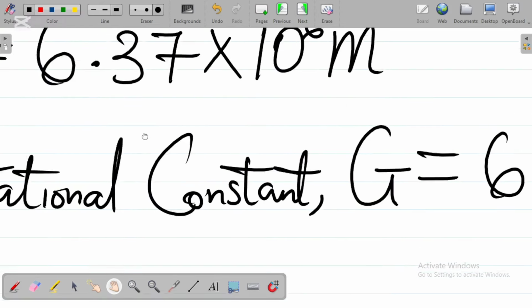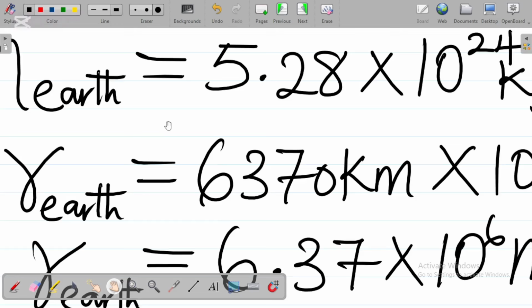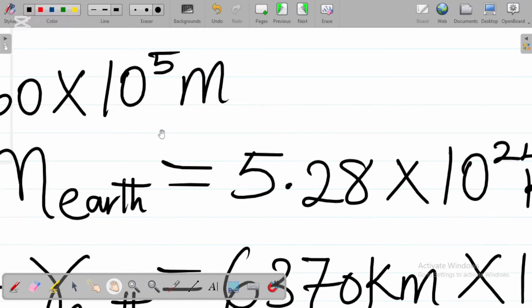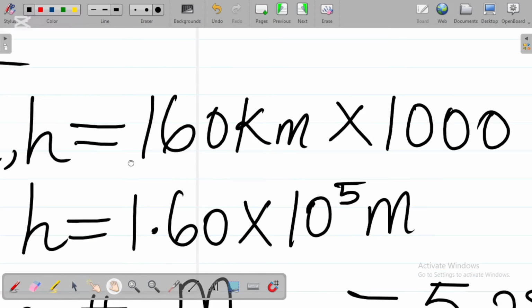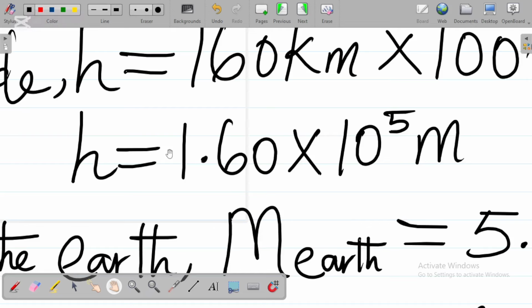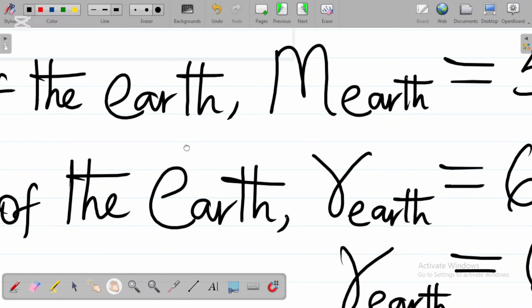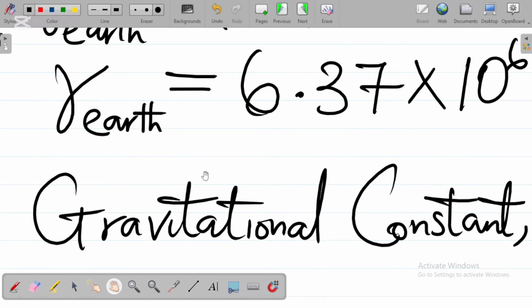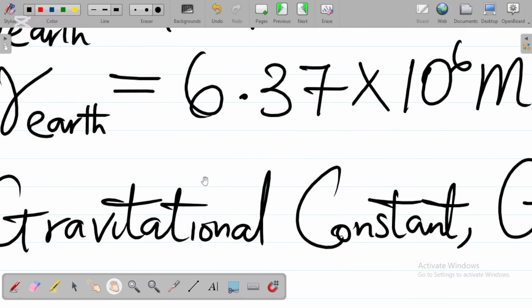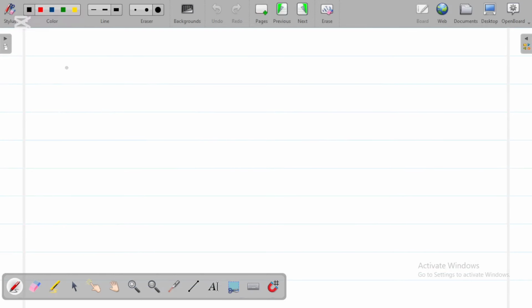Alright, so these are all the parameters given in the question. We are given the altitude, which is h. We are given the mass of the earth. We are also given the radius of the earth. And we are given the gravitational constant, which is capital letter G. Alright, note this.